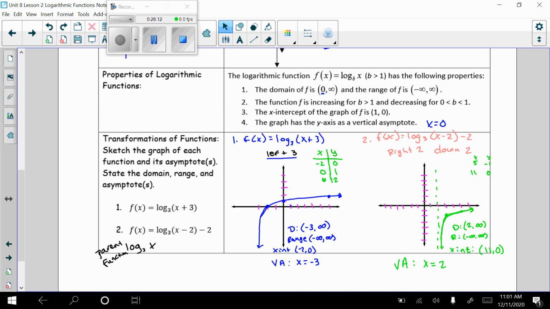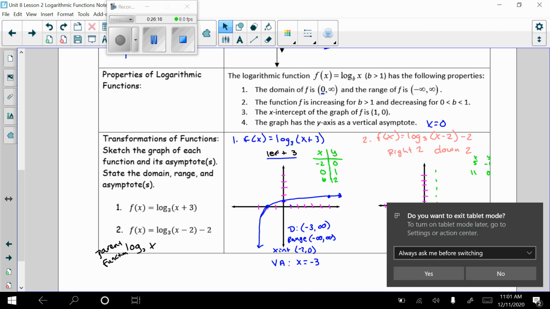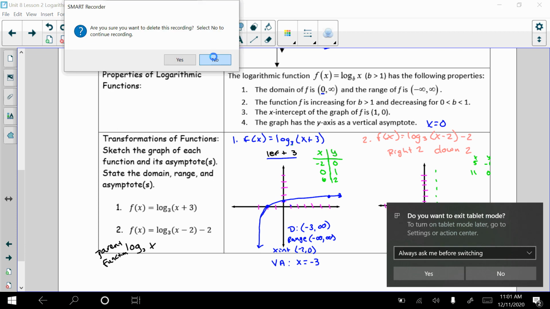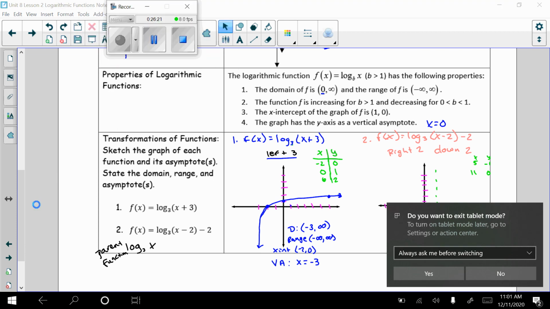And that's pretty much it for logarithmic functions. I apologize for the length of this video. Just let me know if you have any other questions.